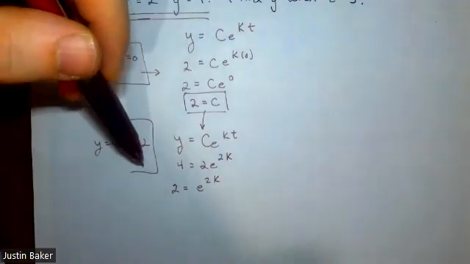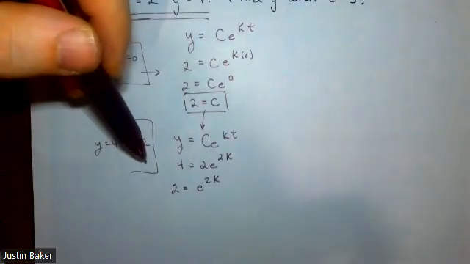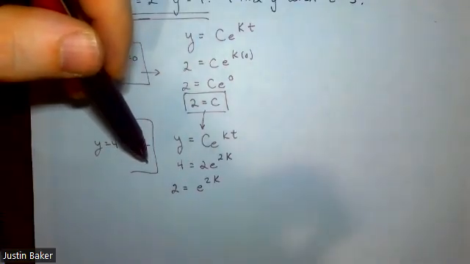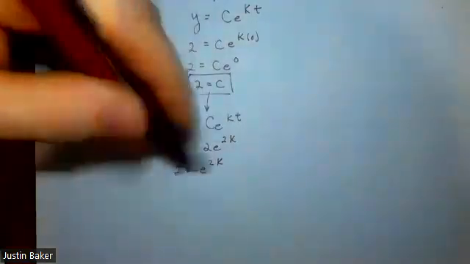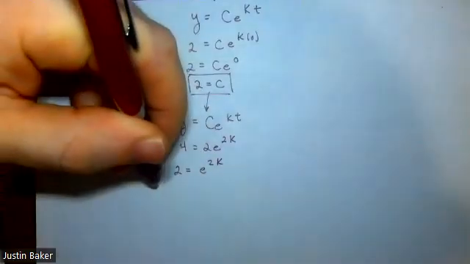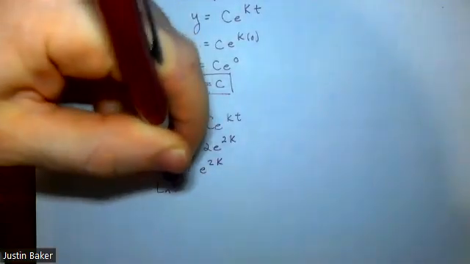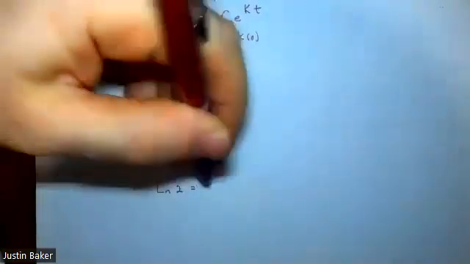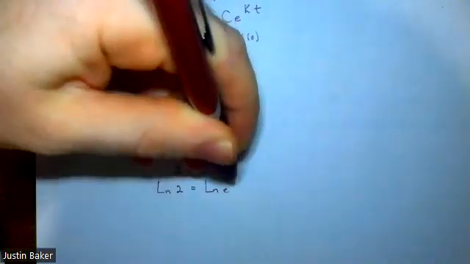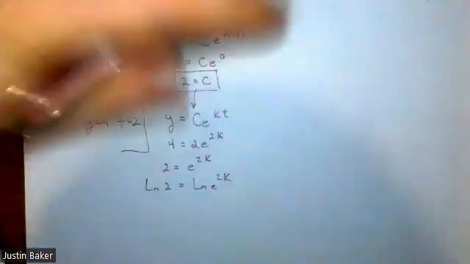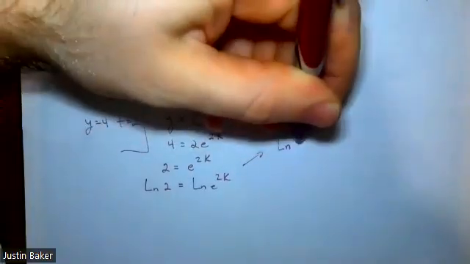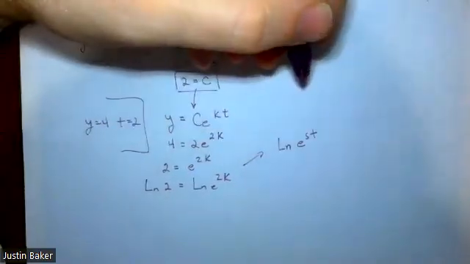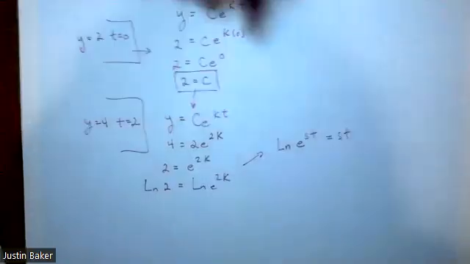So what are you trying to do? Just apply natural log to both sides. Okay, there you go. That's what I want to hear. Yeah, apply natural log to both sides, correct. So if you natural log both sides, that's going to be natural log of 2 is equal to natural log of e to the 2k. And now you need to know a rule. Natural log of e to the stuff is the stuff.